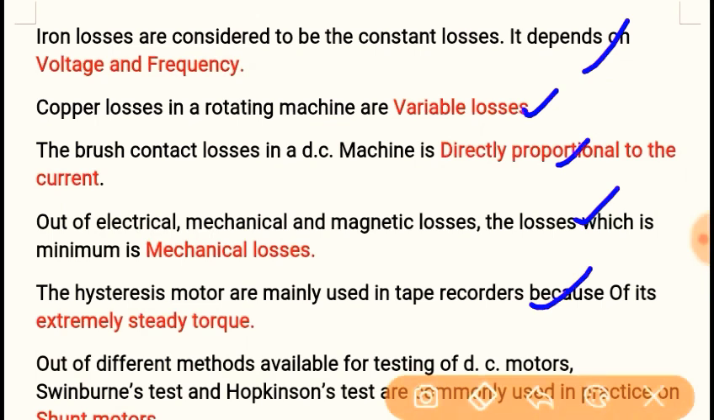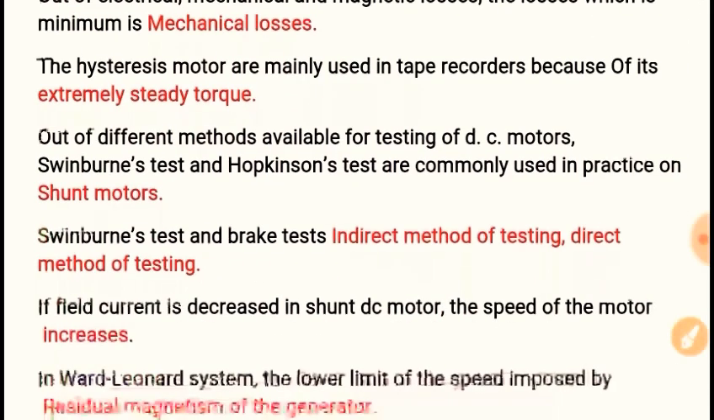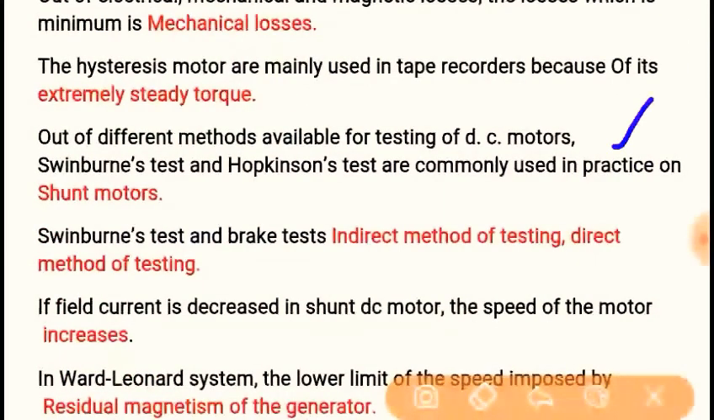Hysteresis motors are mainly used in tape recorders because of their extremely steady torque. Out of the different methods available for testing of DC motors, Swinburne's test and Hopkinson's test are commonly used in practice on shunt motors. Swinburne's test is an indirect method of testing and the brake test is the direct method of testing.